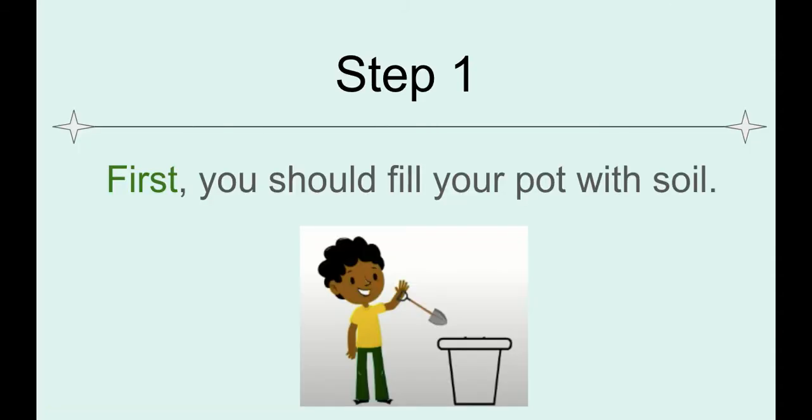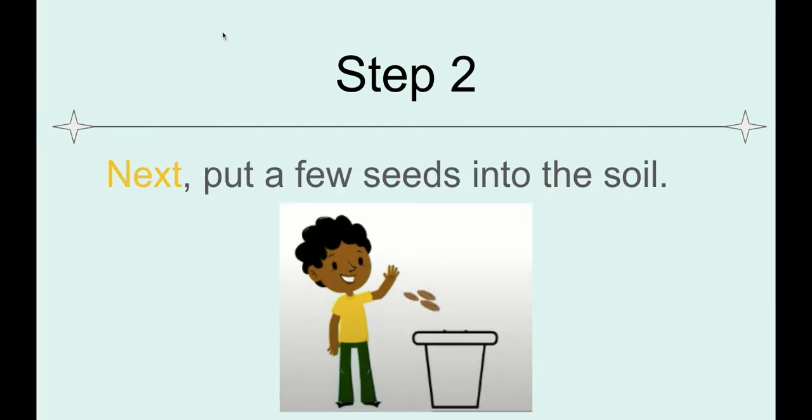So when I thought about my first step, I wrote, first, you should fill your pot with soil. If I'm going to teach someone how to grow a plant, that would probably be a good first step. And I used first as my beginning transition word, and I made it green. Step 2, next, put a few seeds into the soil. So this is part of my middle transition word for my next sentence, so I made it yellow, and I made a picture to go with it too.